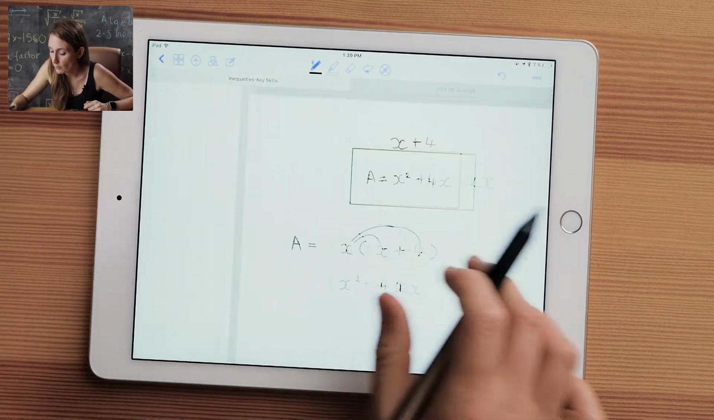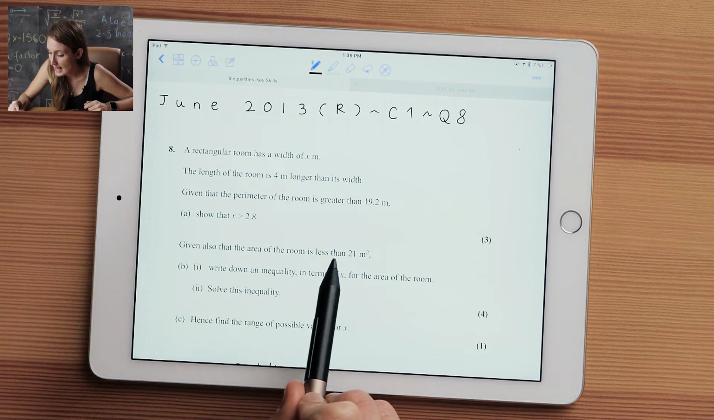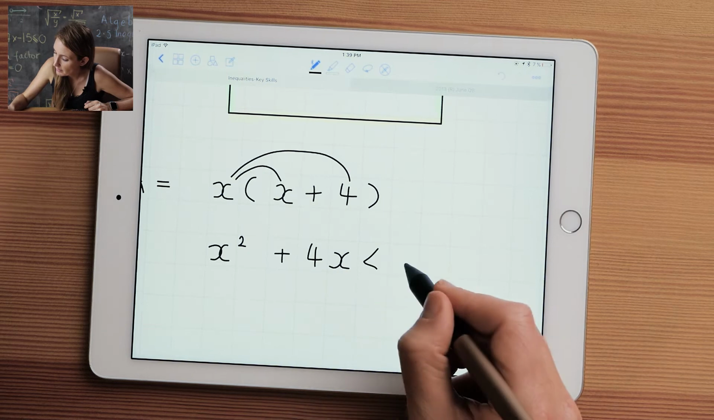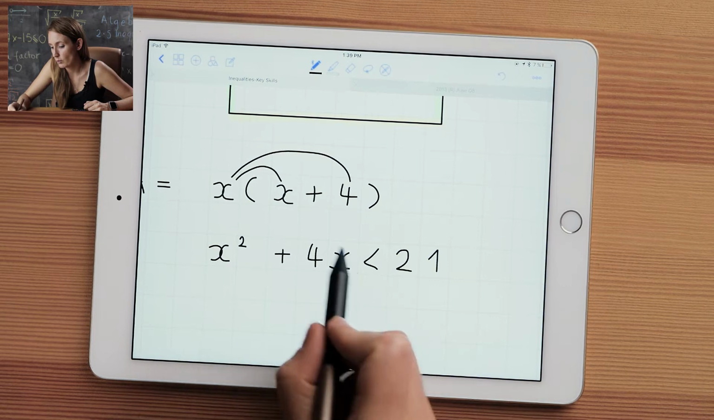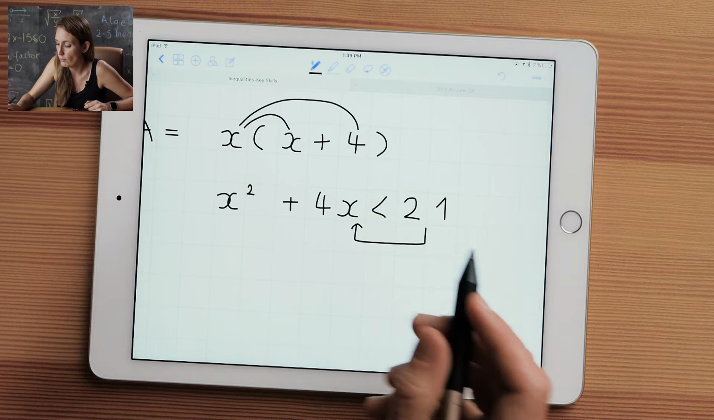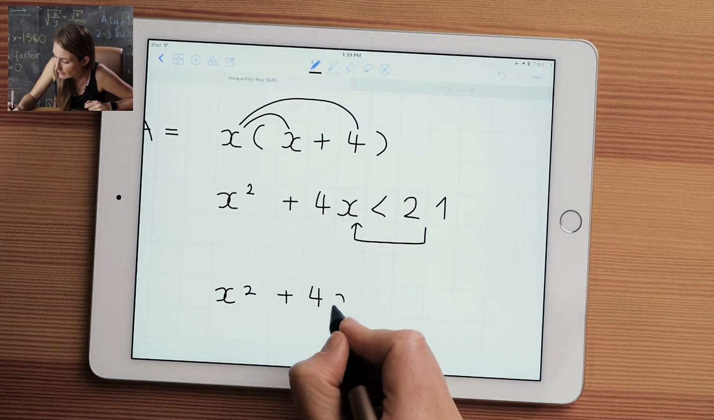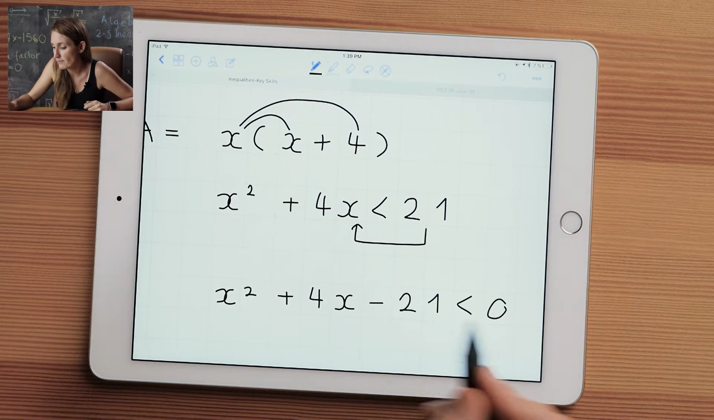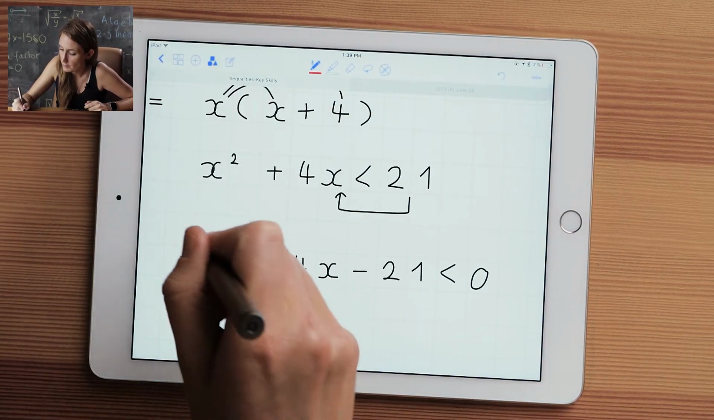Okay, now we want here the fact that the area is less than 21. So I take my equation for the area and make that less than 21. What I'm going to do here, because it's a quadratic, I want everything on the same side. So I need to move the 21 over to the left hand side. So I'm going to have x squared plus 4x minus 21 less than 0. And that's the first part. The first part asks you to form an inequality. So let's put a little box around that.